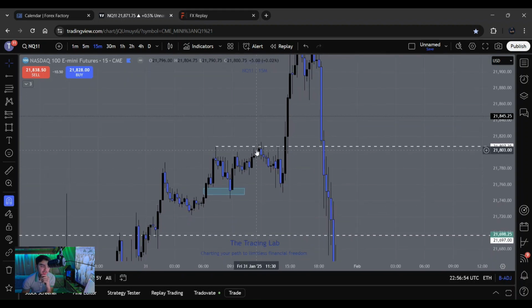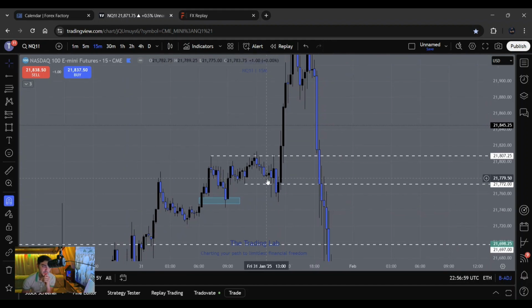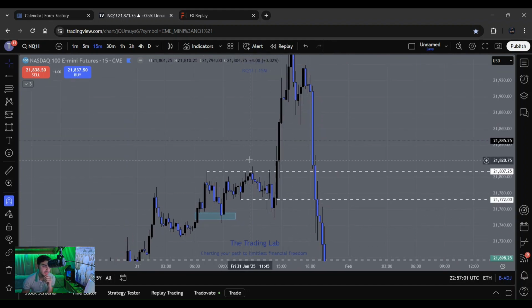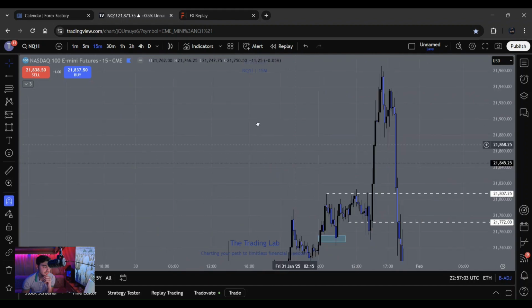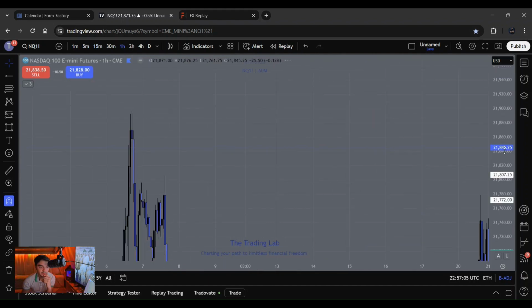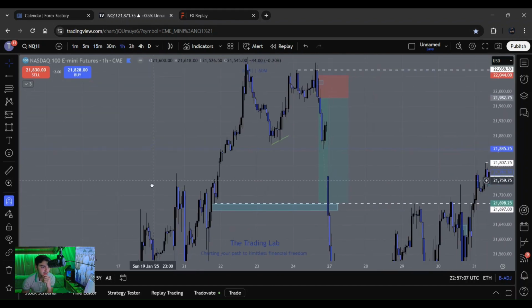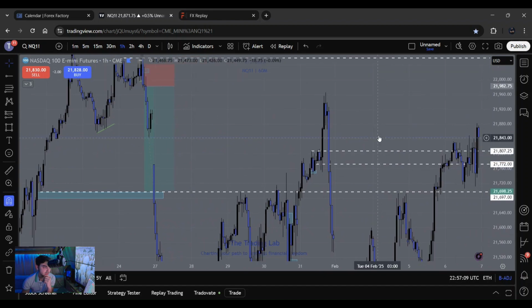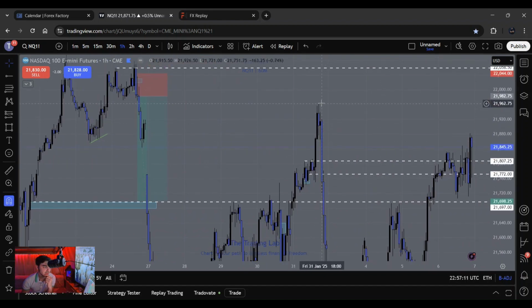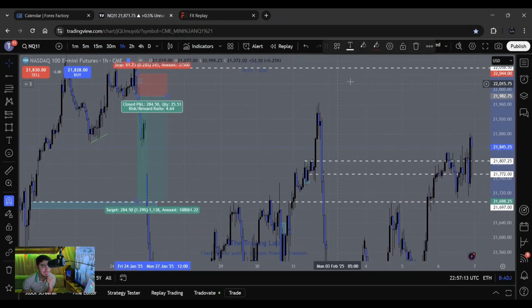After sweeping that high, where do we come? Come for this low. After sweeping this low, where do we go? We come for these highs, or even on a higher time frame. Let's have a look. Where did price end up wanting to go from there? Oh, I've lost it. Price wanted to come down, and guess where it's filled? This fair value gap.